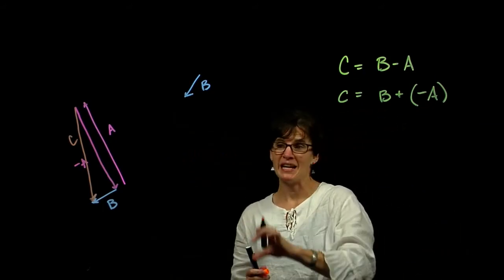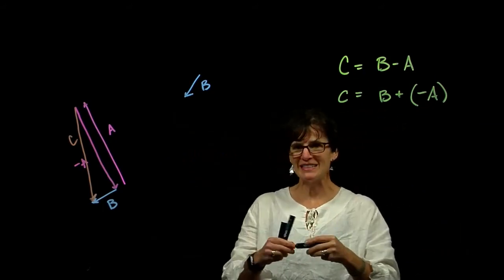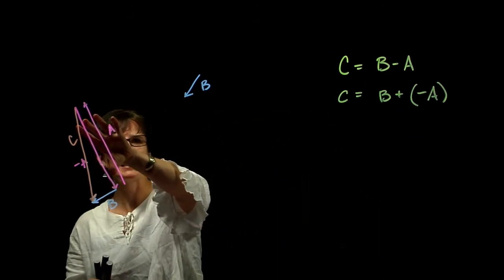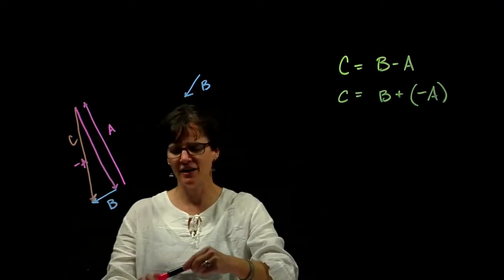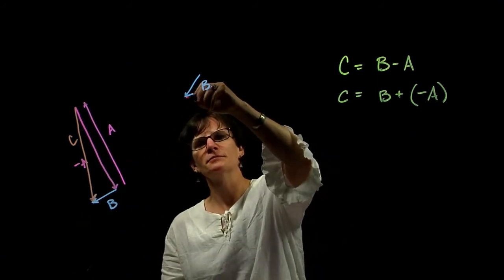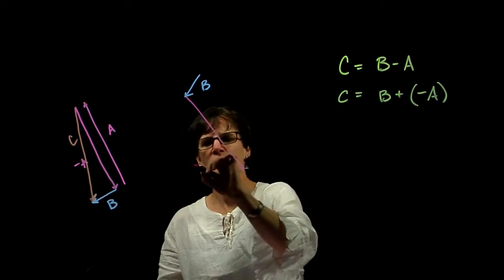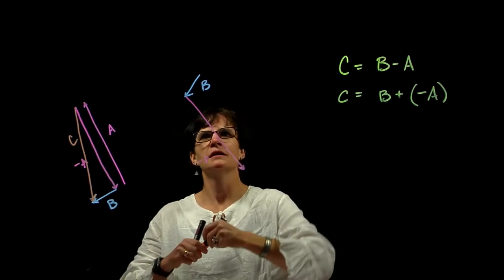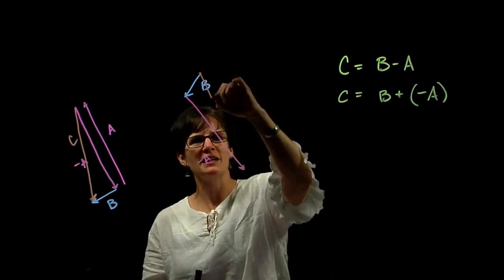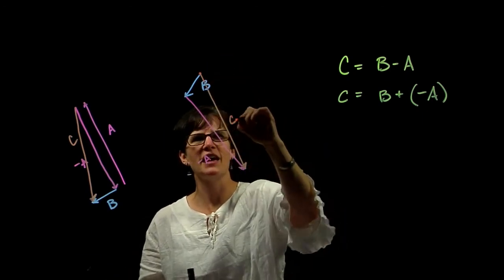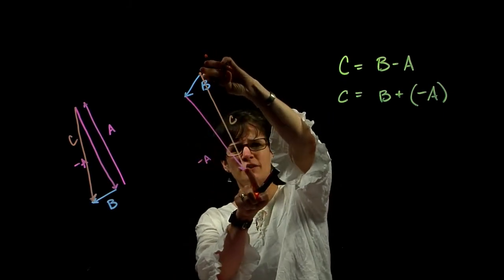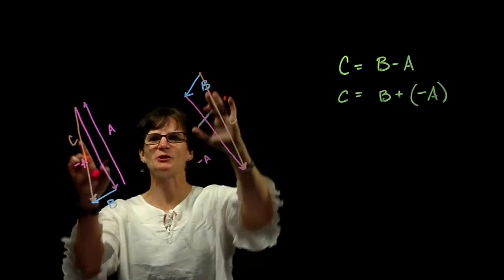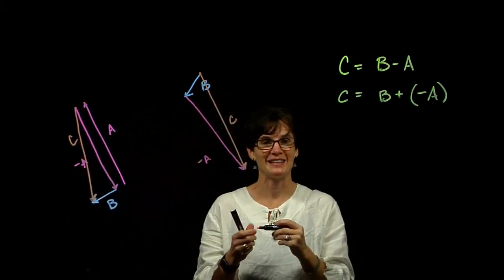Now I took B and I moved it, but I could have just as easily moved my negative vector A. If I take negative vector A and I pick it up and move it to the head of vector B, so here's my negative A, and I draw from the tail of B, the first one, to the head of A, I see that my resultant vector C is the same. It's not a perfect drawing, but those are two parallel lines pointing in the same direction.